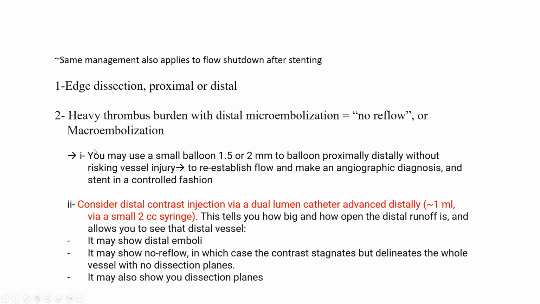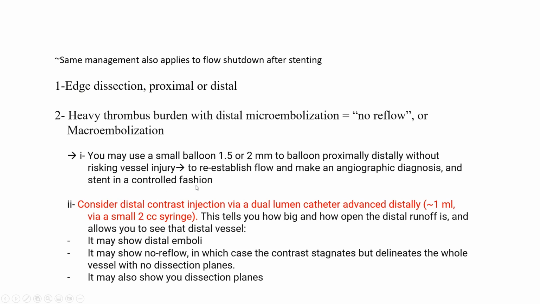So 2 things you do. The first thing I usually do is I get a small balloon and I daughter the vessel. Meaning with the balloon, I run it up and down without inflating it, just massage the area and see if I reestablish some flow. If I don't reestablish some flow, I try to balloon a little proximal and distal to the stented area. The point is to try to reestablish flow and help me make an angiographic diagnosis so I can see, is there dissection, is there thrombus burden? Because when you have no flow, you cannot tell.